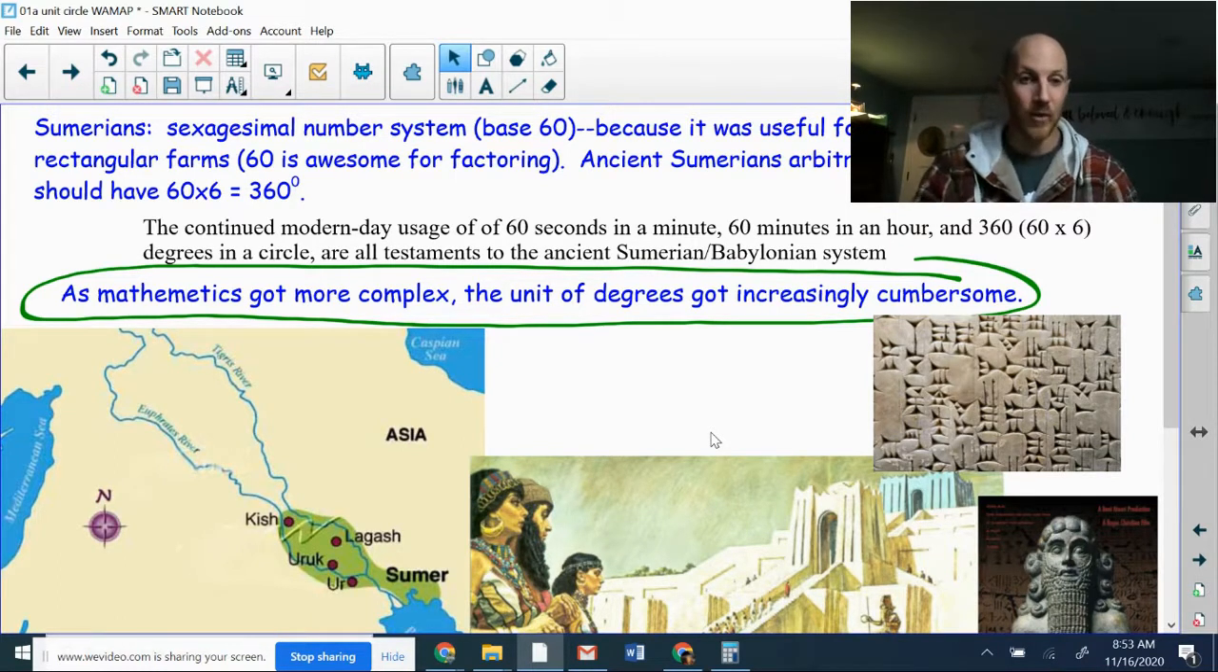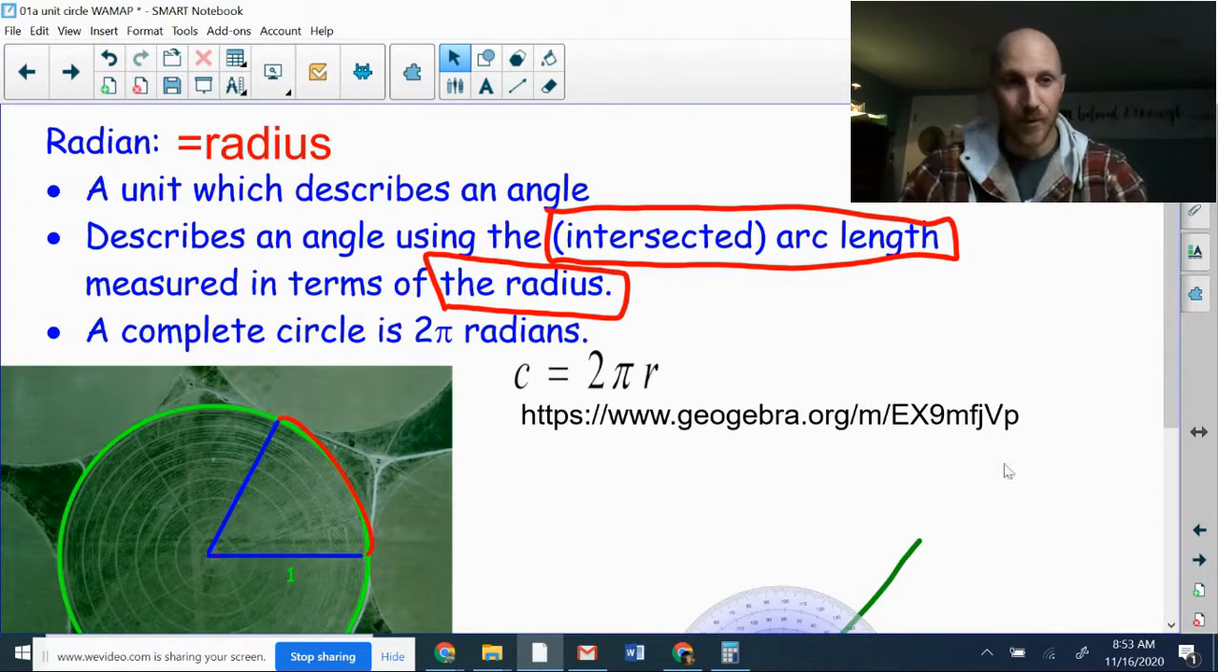And so mathematicians said, you know what? There's really no reason to keep 360 degrees as our measurement. Let's invent a measure that makes more sense for the purpose of mathematics. So that's where we get a radian from. Mathematicians invented a radian. It's based on the size of the radius of the circle.